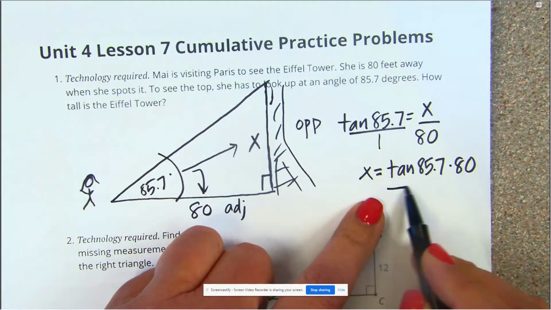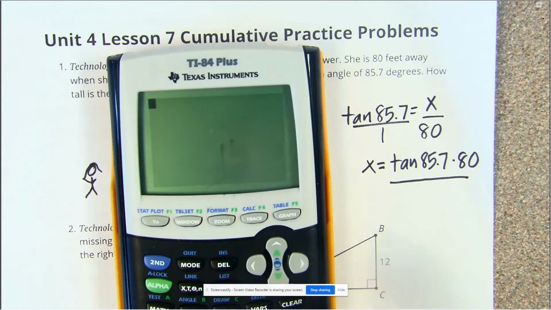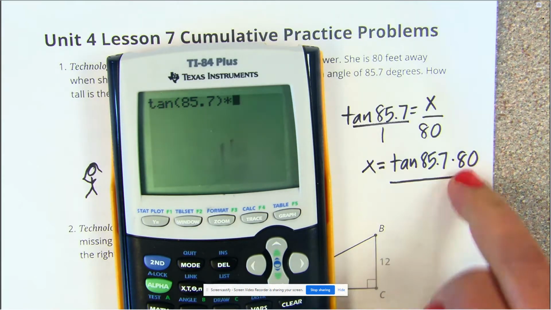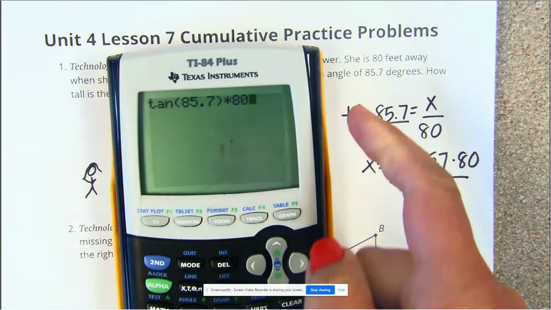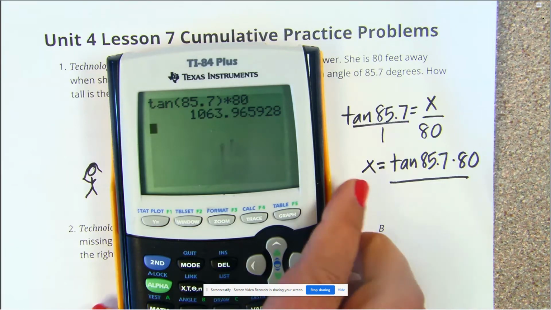So now you just have to go to your calculator and type this in. You do want to make sure whatever calculator you're using is in degree mode. So you would type tangent of 85.7, close that, that's the degree, times 80. If you put the 80 in with the parenthesis, you're not going to get the right answer. So the Eiffel Tower is about 1,064 feet.